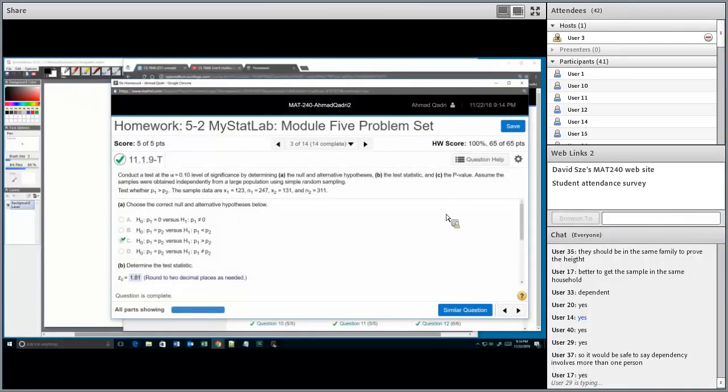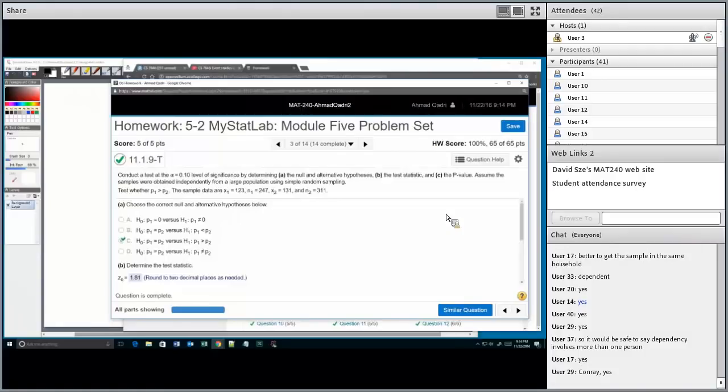Okay. Now we're gonna switch to hypothesis testing. So let me start off with this problem. Here it says conduct a test at alpha 10% level of significance. First, you have to determine the null and the alternative hypothesis. You have to calculate the test statistic. You have to calculate the p-value and assume the samples were obtained independently from a large population. Here is what they're actually telling you what the alternative hypothesis should be.